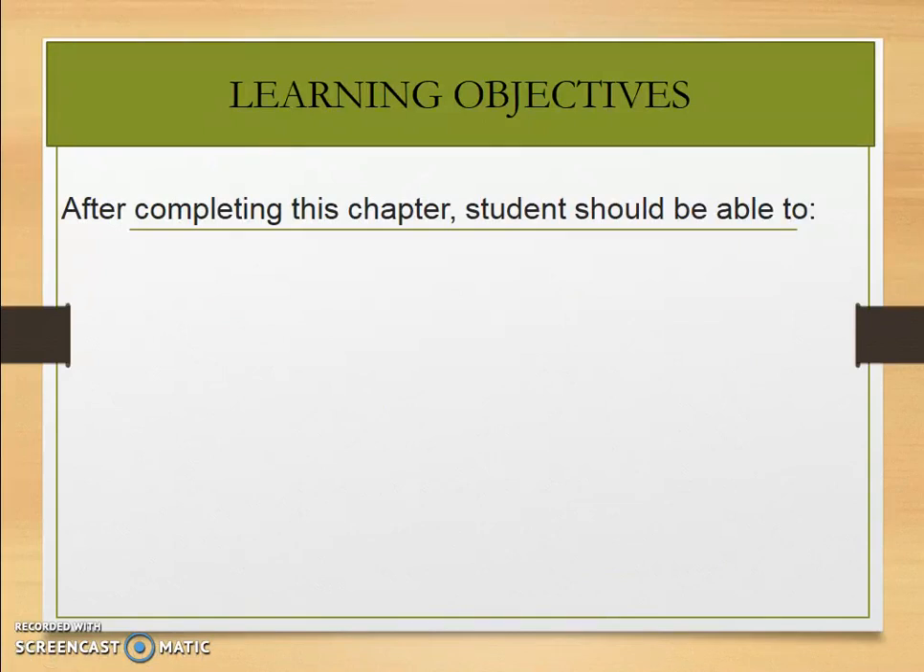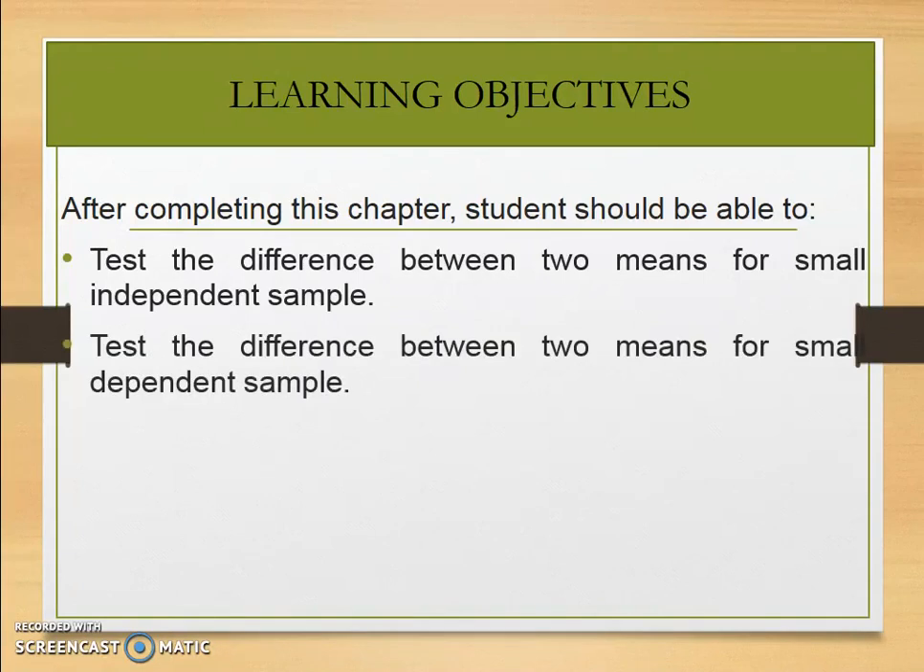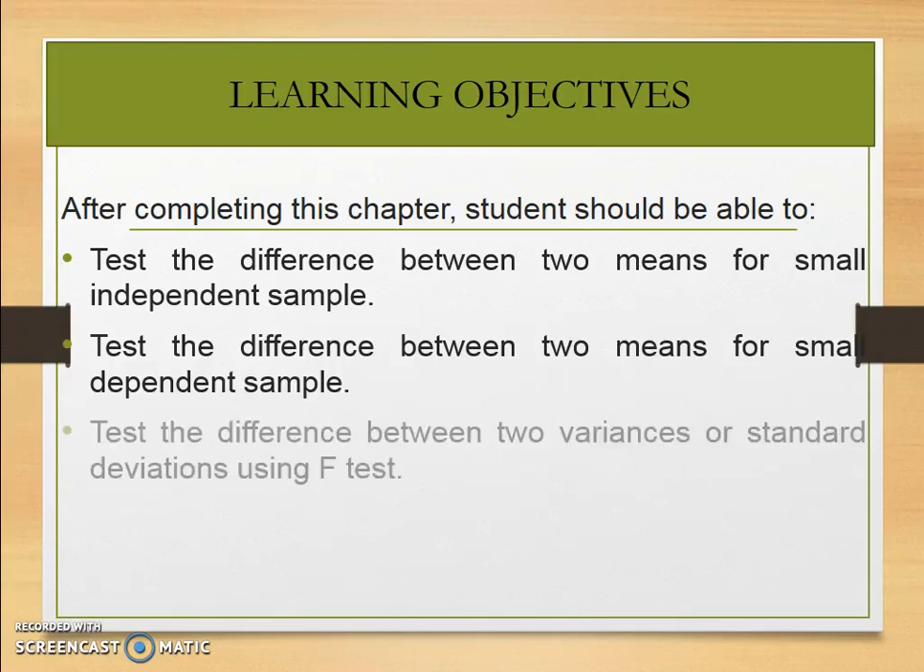After completing this chapter, a student should be able to: first, test the difference between two means for small independent sample. Second, test the difference between two means for small dependent sample. Third, test the difference between two variances or standard deviations using F-test.